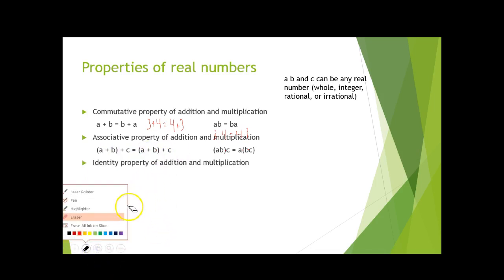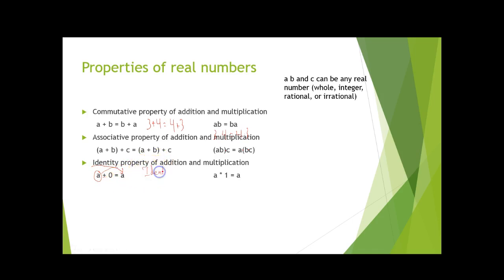The next one is the identity property of addition and multiplication. Now, identity, I want you to think of the word identical. How would you get this identical number back out by adding something? Well, you would add 0. So the identity property of addition says just basically add 0 to something to keep it the same, to keep it identical.